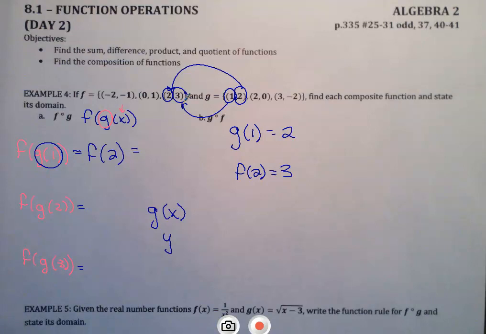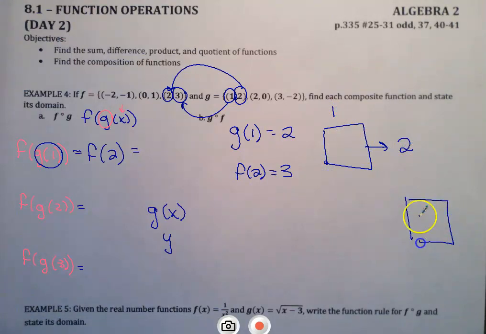Because, again, if we look at these as function machines, if I put a 1 in here, I'm going to get a 2 out. If I put a 2 into this machine, then I'm going to get a 3 out. So the 1 is going to get me to the 3. The 2 is what they have in common in between.